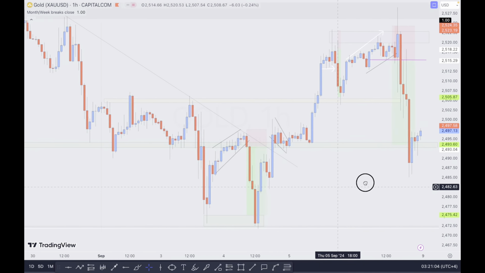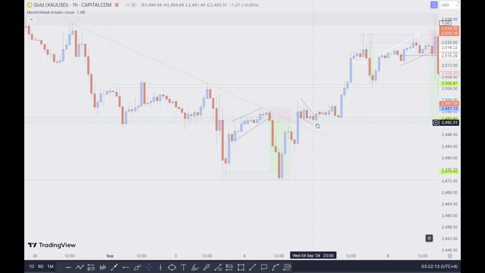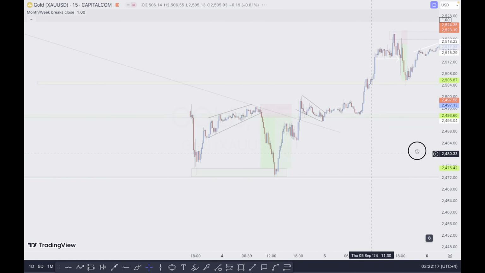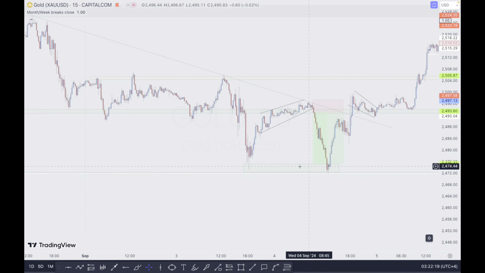Also, this was the first trade on gold. So the second trade could have been right here. Let me just show you on the lower time frame. So on the 15 minutes time frame, as you can see, price impulsed. We came back to this level of support, right, and then pushed to the upside to break the previous high.